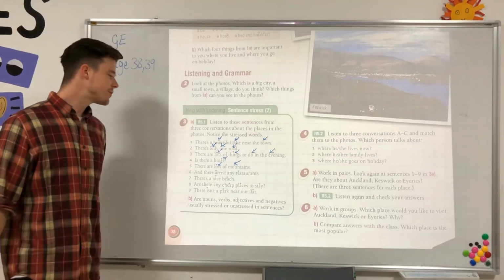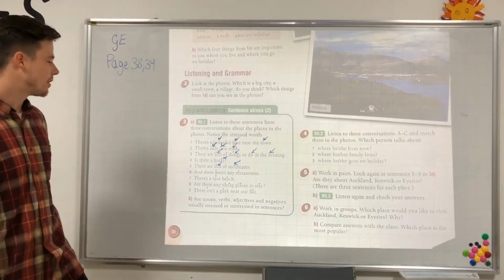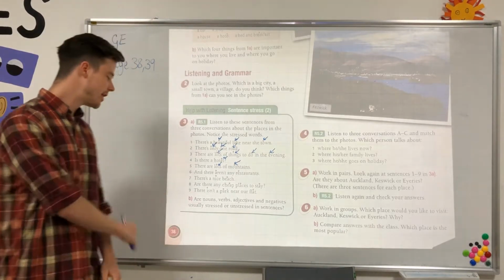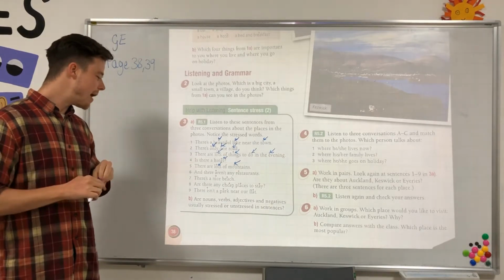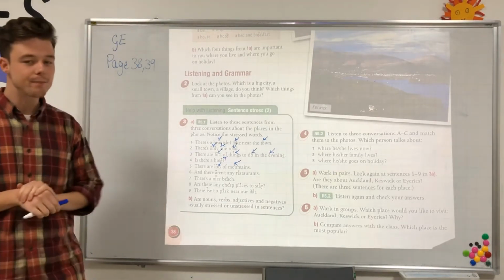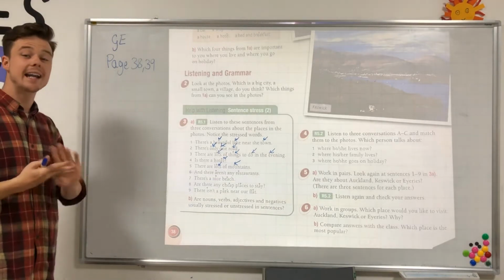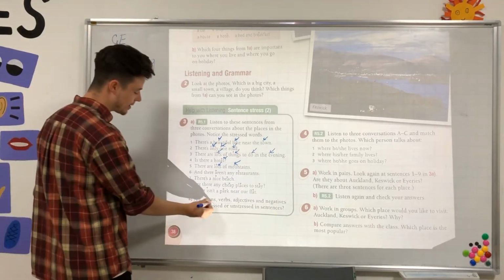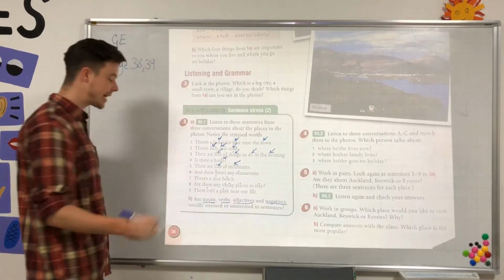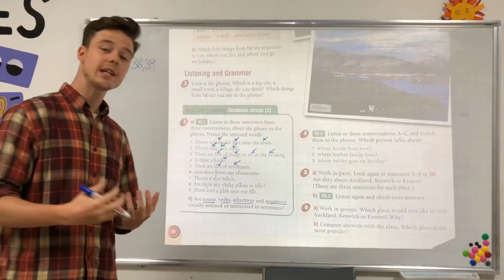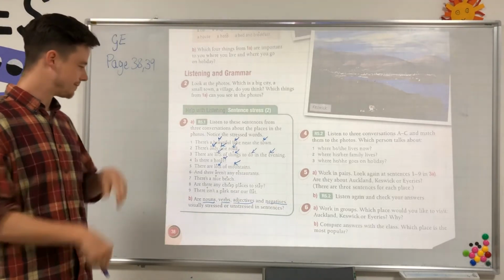Now, all of these words, beautiful, lake, town, only, one, road, and so on, all of these are stressed, okay? Now, we have a question at the bottom. Are nouns, verbs, adjectives, and negatives, are they usually stressed or unstressed in sentences?